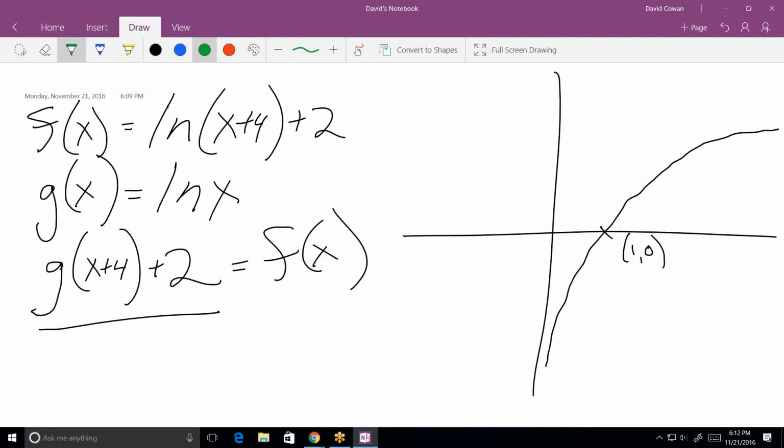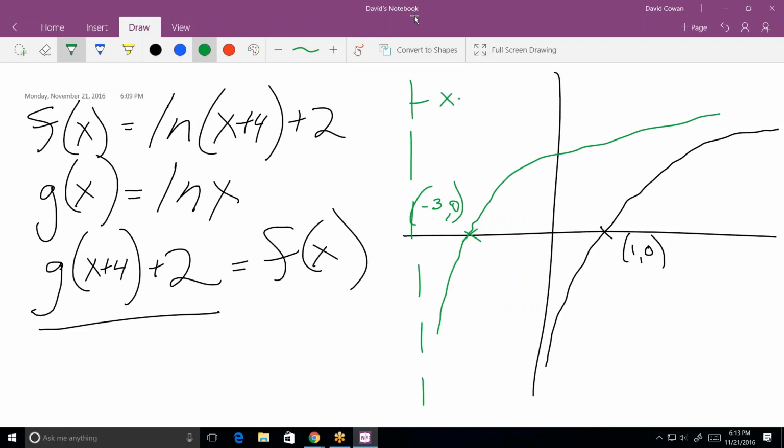Okay, so what's the first thing I'm going to do here, if we do this in 2 steps? Shift the key point left 4. Okay, what are the coordinates of that? Negative 3, 0. And that curve's going to look like that. And it's also going to have a new vertical asymptote. What's the equation of that vertical asymptote? x equals negative 4. Excuse me, yes.